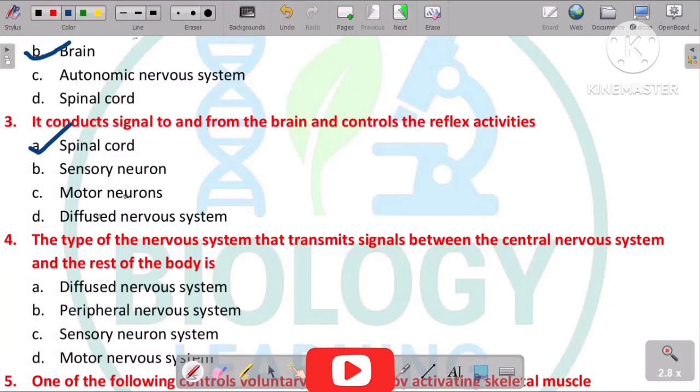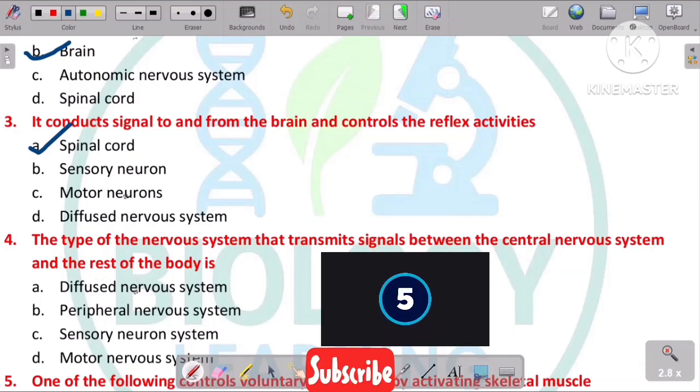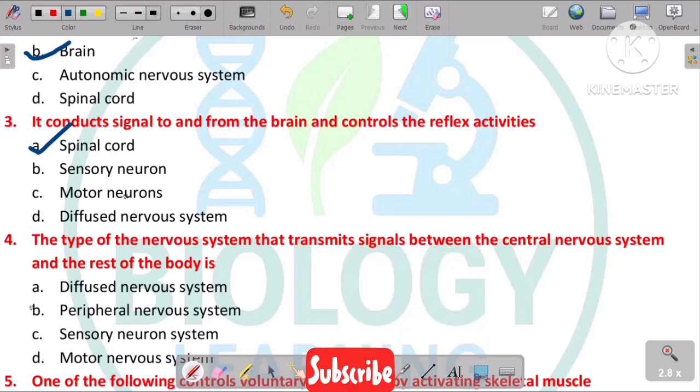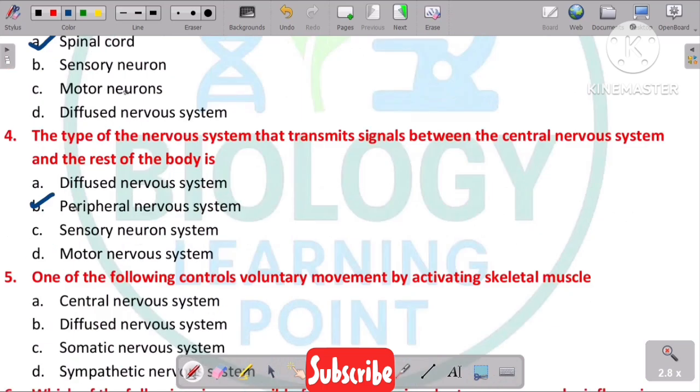So the next question is: the type of nervous system that transmits signals between the central nervous system and the rest of the body. So the options are. So the right option is option B, peripheral nervous system.